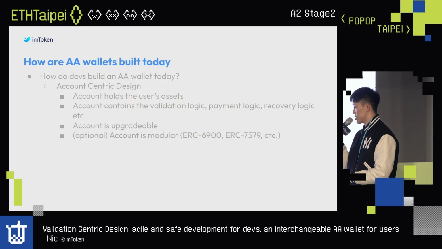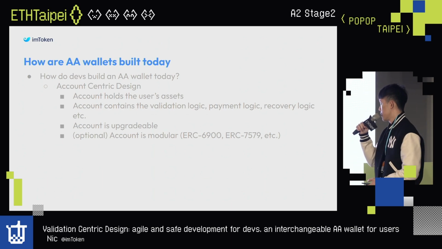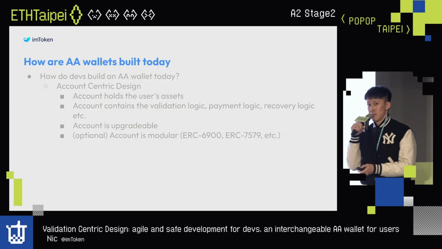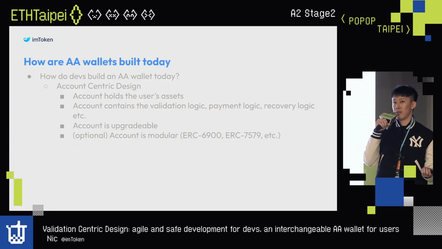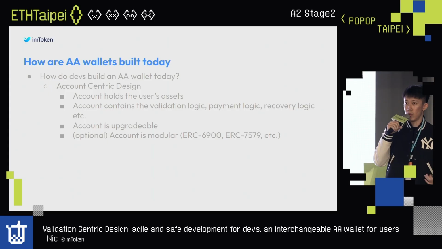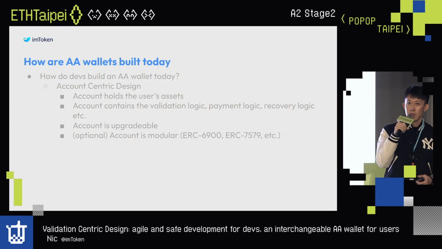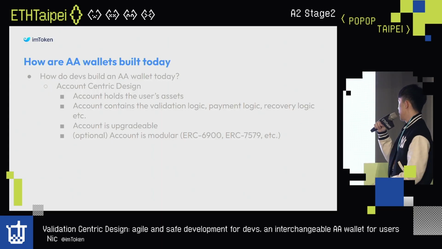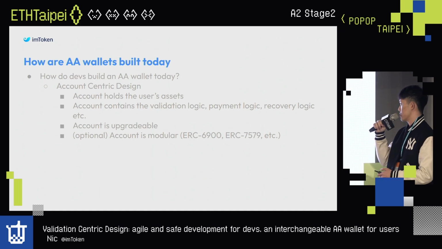In account-centric design, the account holds the user's assets naturally. That's very obvious. But this account also contains complex logic, like validation logic: how you validate your transaction, how you authorize your transaction, or how you pay your transaction fees. For example, you can simply hold ETH or USDC on it, or you can possibly stash your USDC on some DeFi protocol and use it to pay for the fee when you send in your transaction. And you could also have your recovery logic. It could be a very complex recovery mechanism.